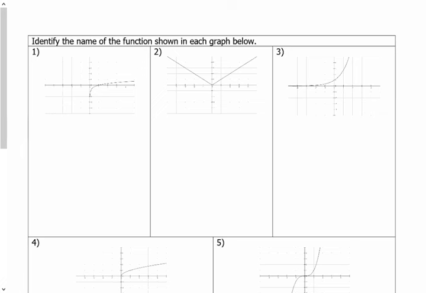So on this page, literally, if I say name it, I want the name. So as I go through here, these are a little harder to see, but this is going to be a log. You could probably put radical too, just because the shape's a little difficult to see. But because I'm giving you a parent function, the parent function of a log goes through that 0, 1. Okay, this is absolute value.